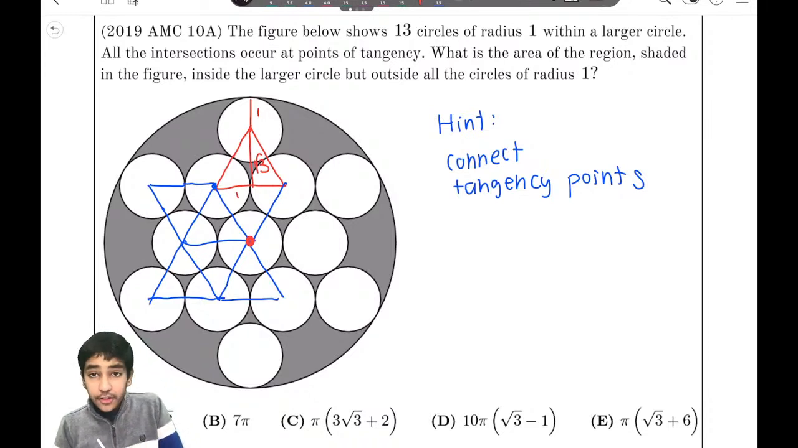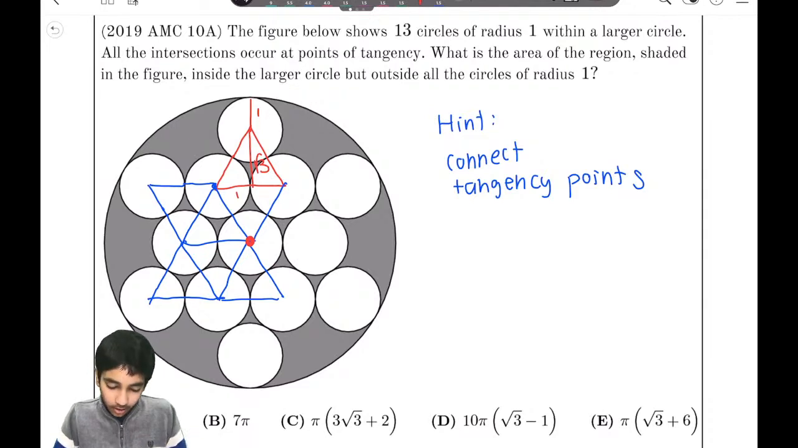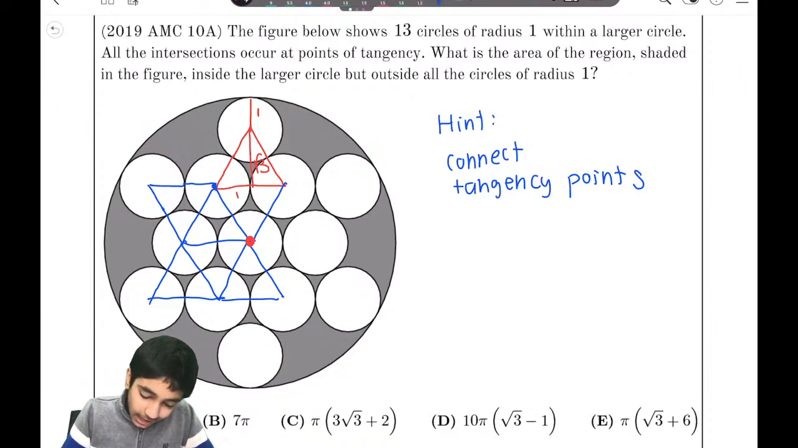And to find the area of this shaded region, we need to find the area of the large circle and subtract the area of the smaller circles. And to find the area of the large circle, we need to find the radius of the circle. And for that, we're going to need some length tools. So how do we find the radius of the large circle? This is 1. Then we can see that this will be root 3 and this will be root 3.